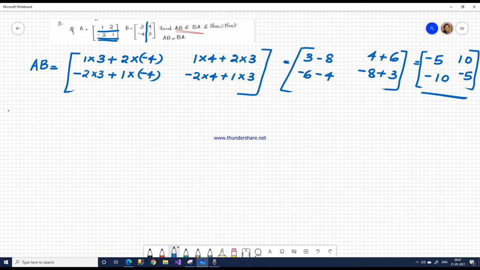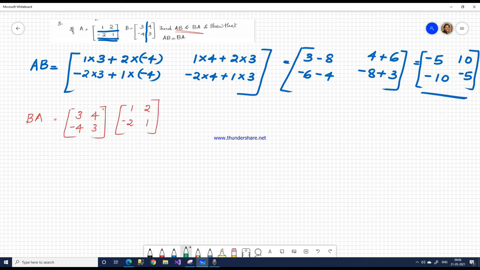Now let's see what is BA. Let's compute what is BA. In order to find BA, I'll be rewriting the whole matrix again so that I won't get confused with the matrix. So I'll write B first, that is 3, 4, minus 4, 3, multiplying with 1, 2, minus 2, 1.